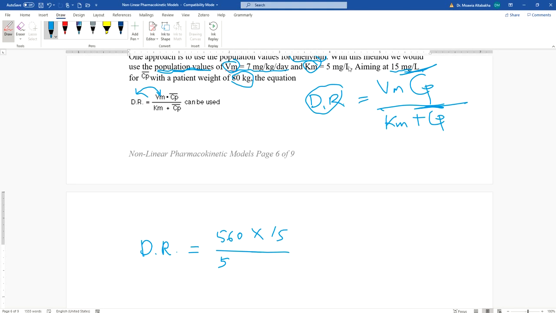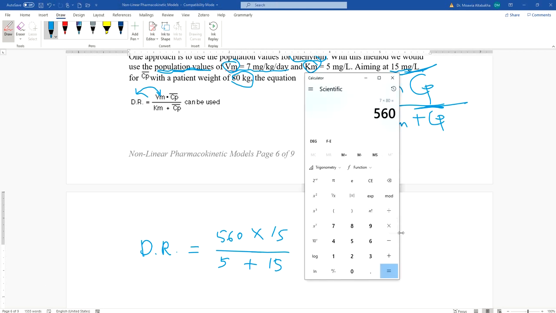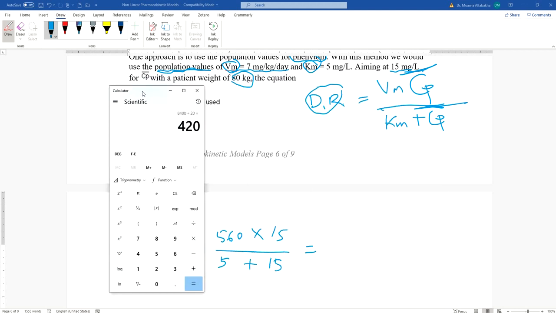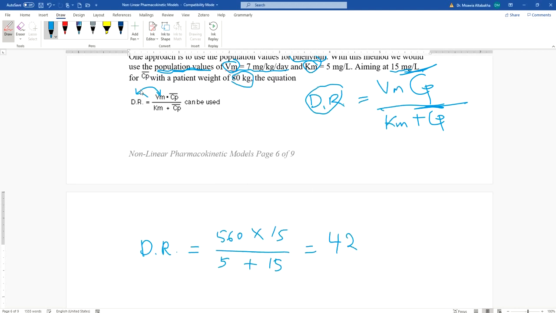And as you see here, we need to make sure that it has the same units as the concentration, plus CP average, our target concentration, which is 15. So in this case, it will be 560 multiplied by 15 equals, and then divided by 5 plus 15, that is, divided by 20, and the answer will be 420. What is the unit?